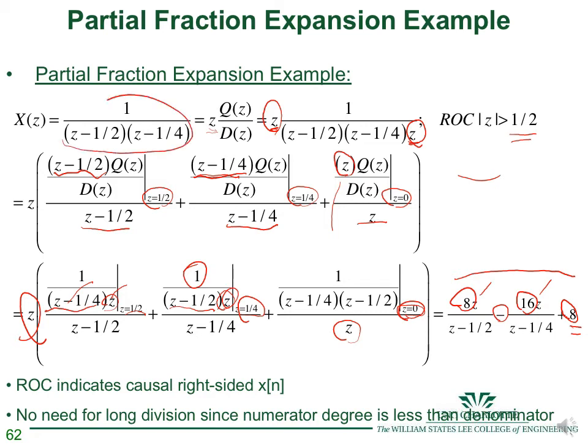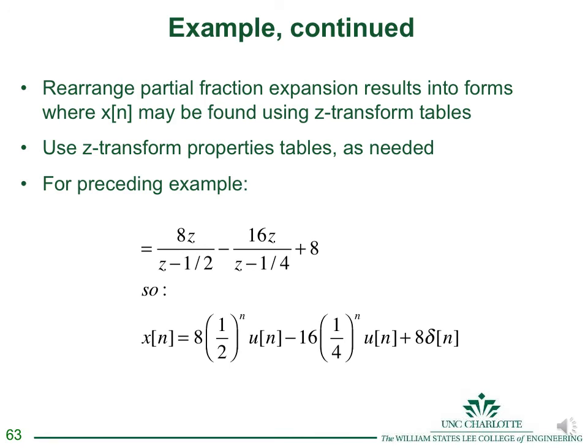z over z minus 1/2 corresponds to 1/2 to the n u of n, and that's all multiplied by 8. z over z minus a quarter corresponds to a quarter to the n u of n, and that's all multiplied by minus 16. And then finally, the inverse z transform of X of z equals 8 corresponds to 8 times a delta function. So we find x of n using inverse z transform and partial fraction expansions, using the lookup tables to expand the final terms.